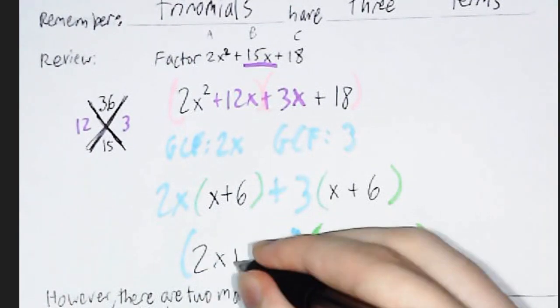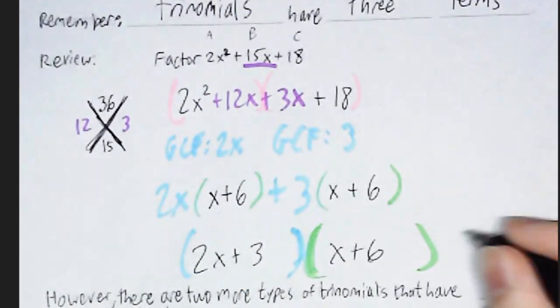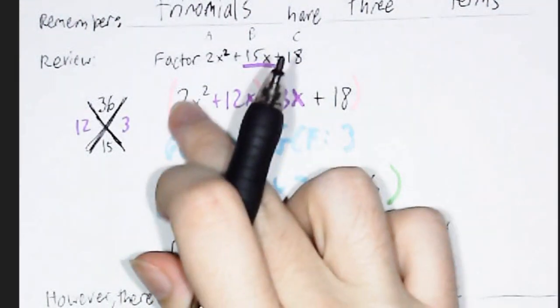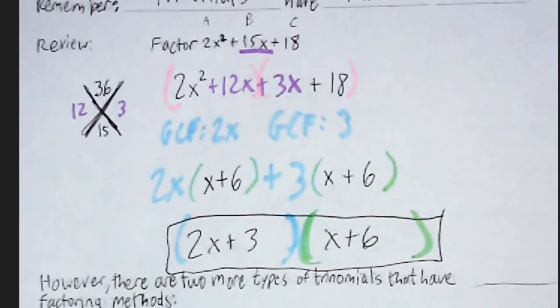2x plus 3 and x plus 6. And this is the factored form of what we started with.